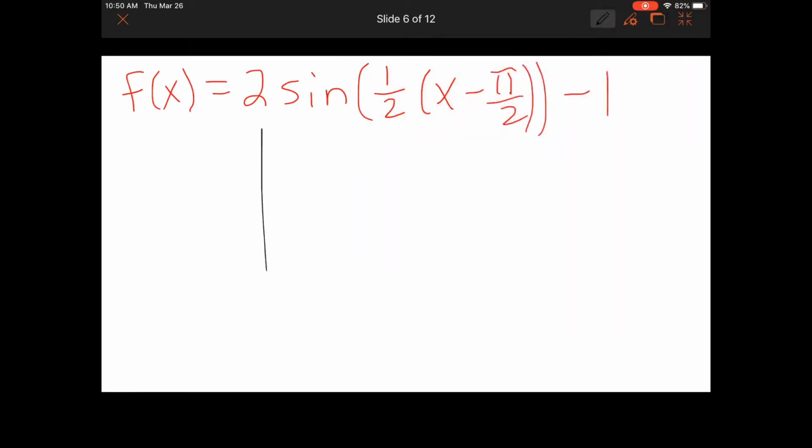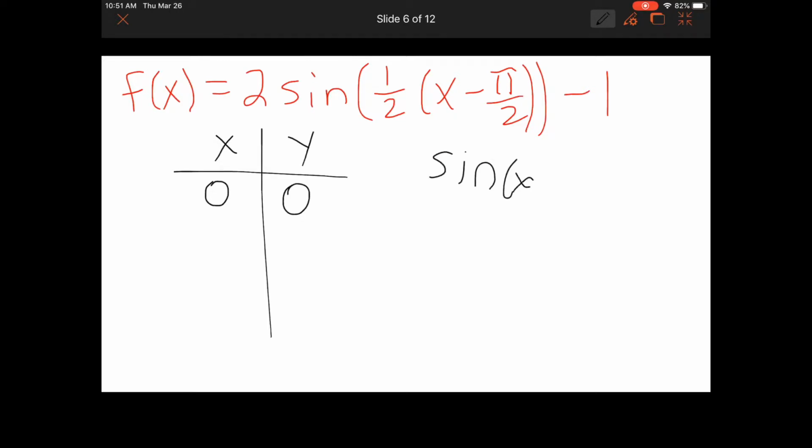But the long story short is that if I have my x and y, let's think about the parent function. What are my values going to be for the parent function? All you need to do is use your unit circle. So if you don't know where these values are coming from, make sure you use your unit circle. At 0 radians, my y value, my sine value, is also 0. This is how I would graph sine x, right?